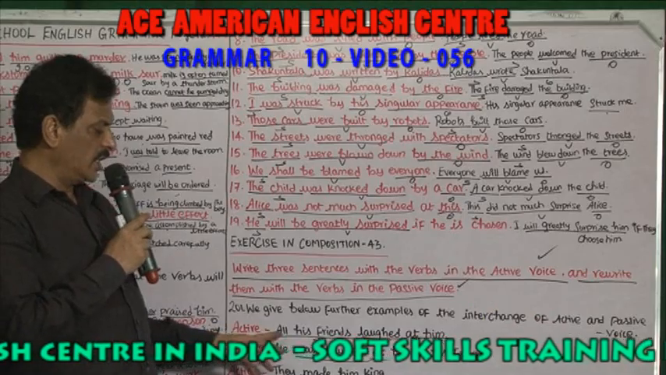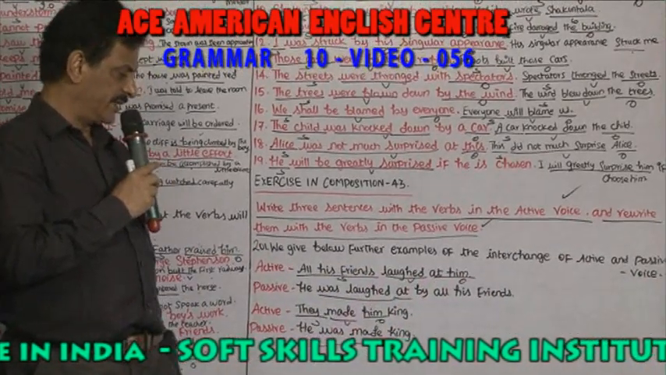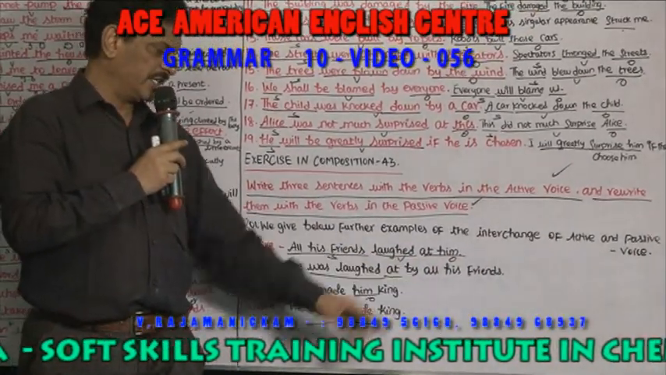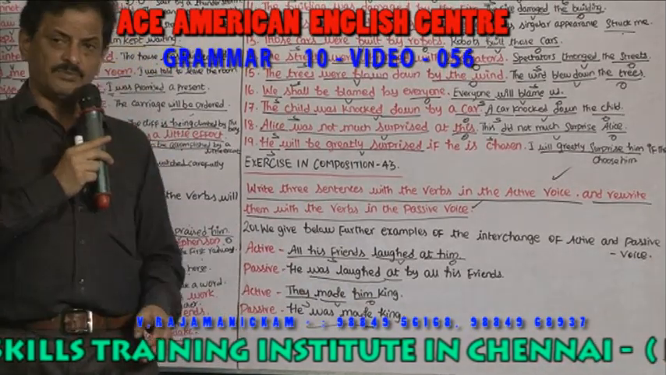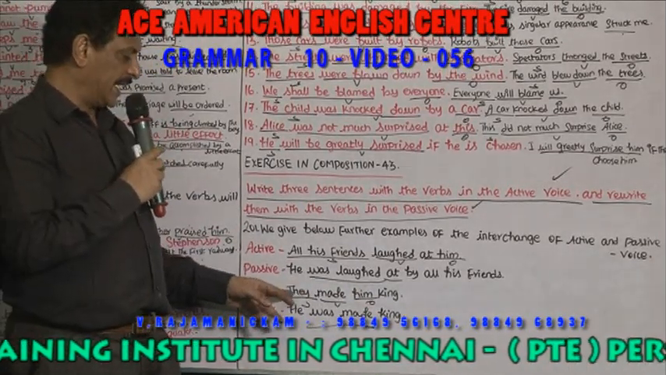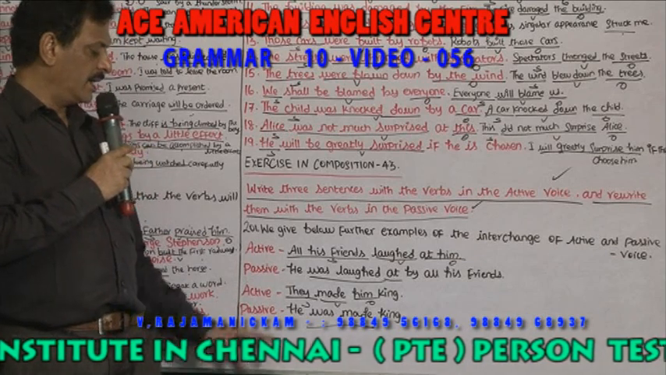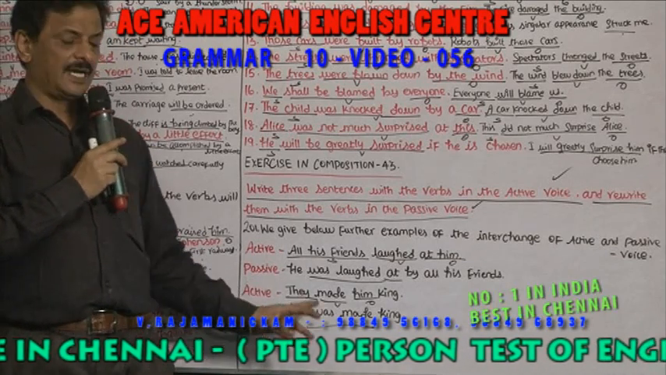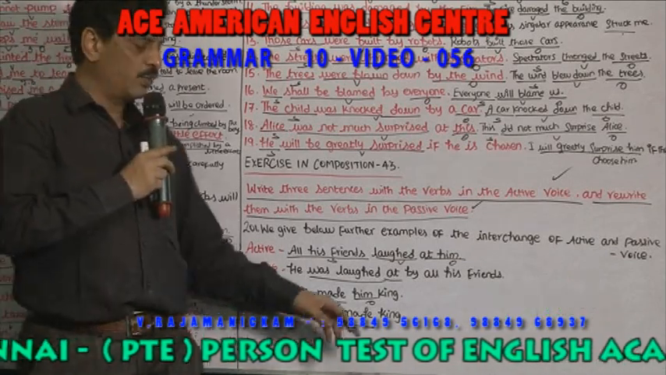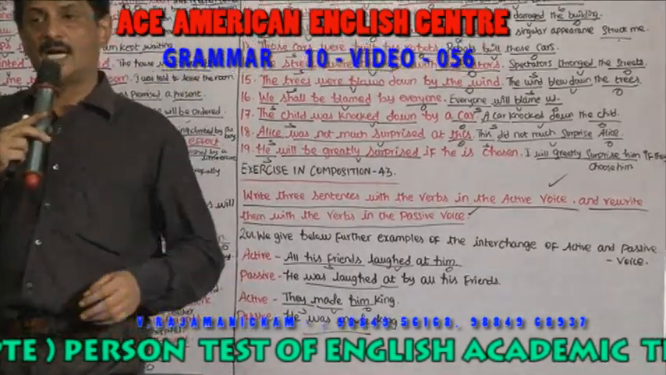ஸோ இங்கே all his friends laughed at him என்று வருகிறது. He was laughed at by all his friends. அவன் அனைவராலும் எள்ளி நகையாடப்பட்டான். They made him king. அவர்கள் அவனை ராஜாவாக்கினார்கள். He was made king. அவன் ஒரு ராஜா ஆக்கப்பட்டான்.